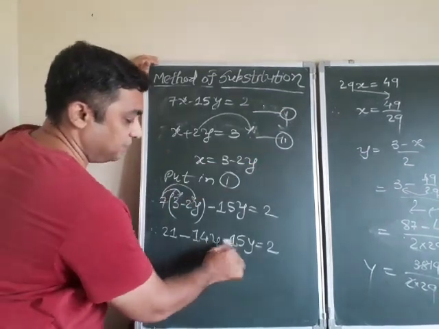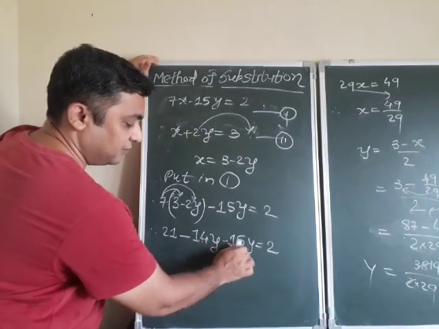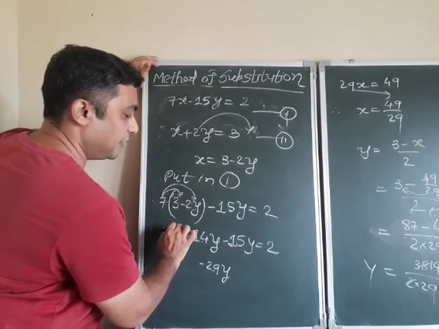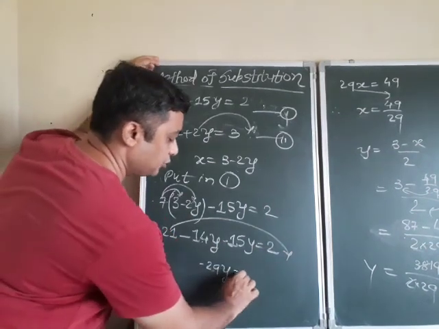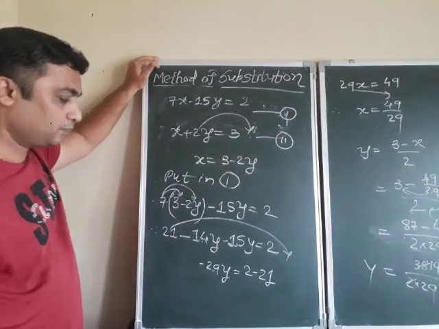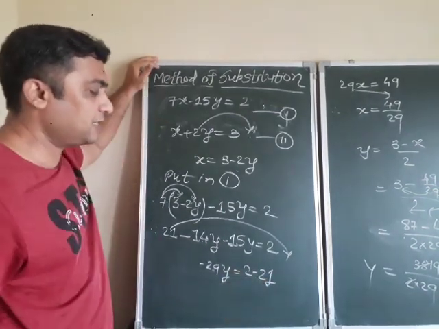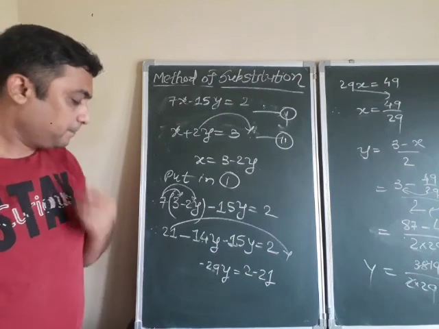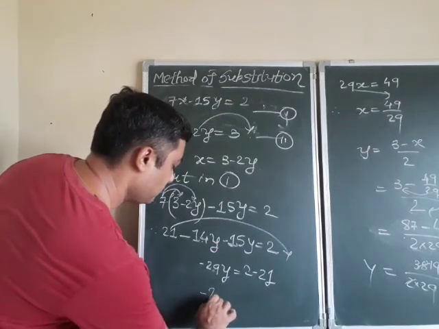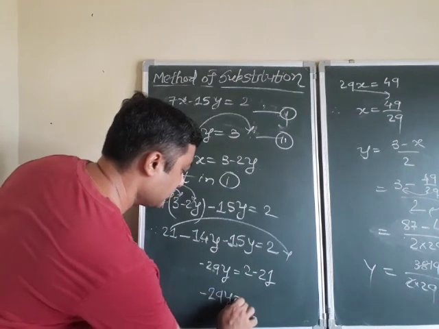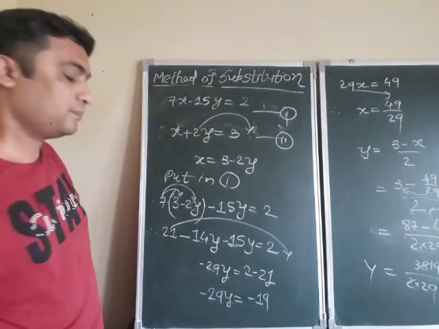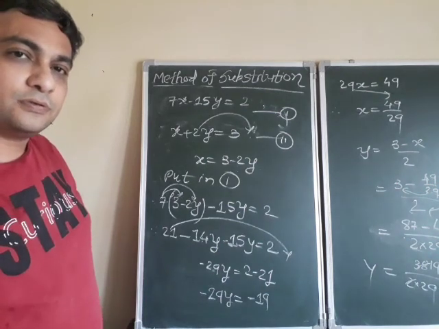Now minus 14y minus 15y, so that is minus 29y. And this plus 21 I take on this side, so it is equal to 2 minus 21. Now 2 minus 21 becomes minus 19. Let me write one step. So minus 29y is equal to 2 minus 21, so that's a minus 19.